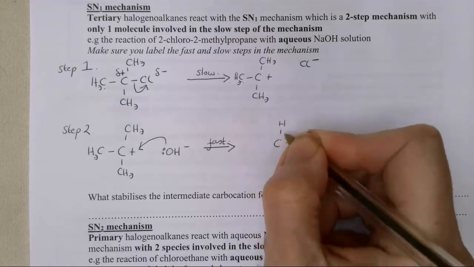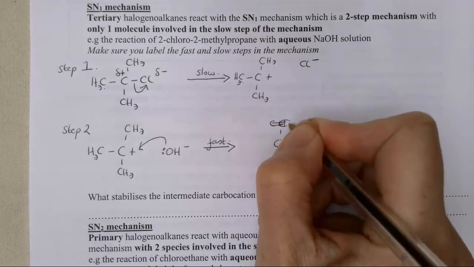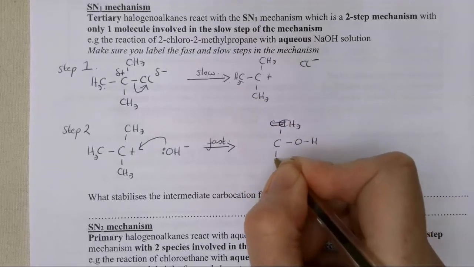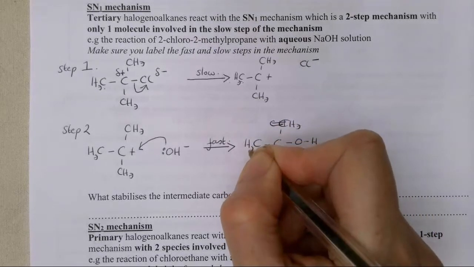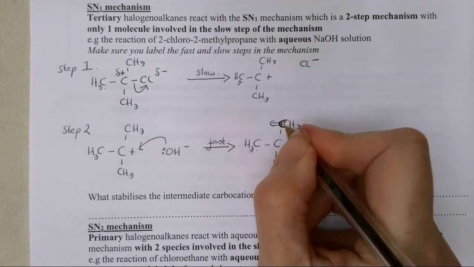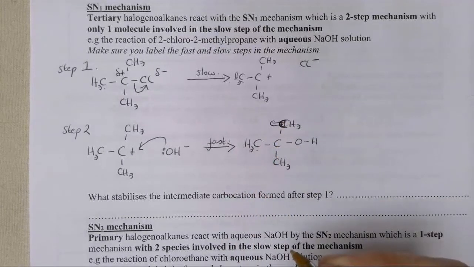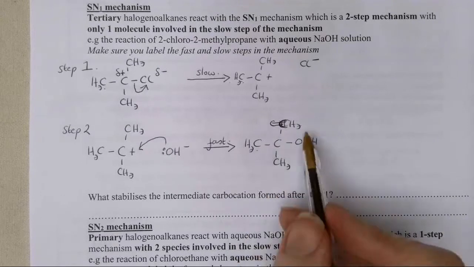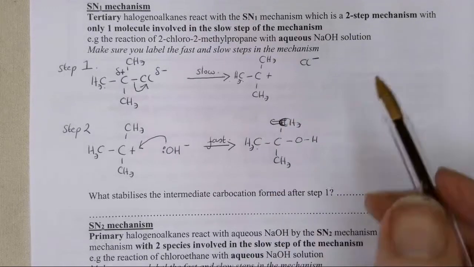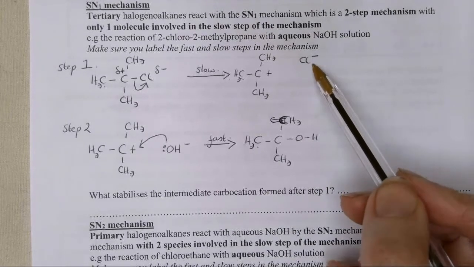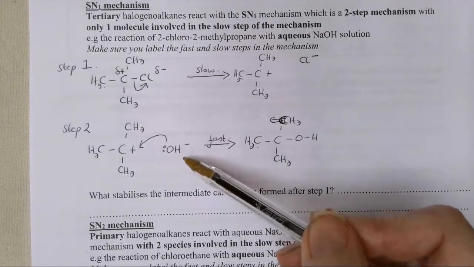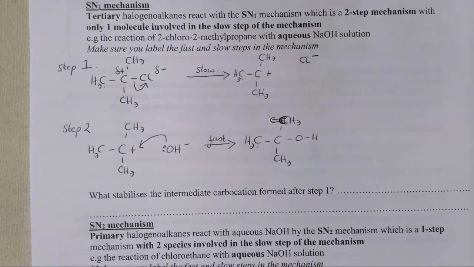You also get, remember, CH3, CH3, and a CH3 there. So you've got your CH3 groups bonded onto that central carbon. And that's your tertiary alcohol. You've still got some of your chloride ions, they haven't disappeared, they're still there. So you get sodium chloride or potassium chloride or whatever you used there with your OH negative.